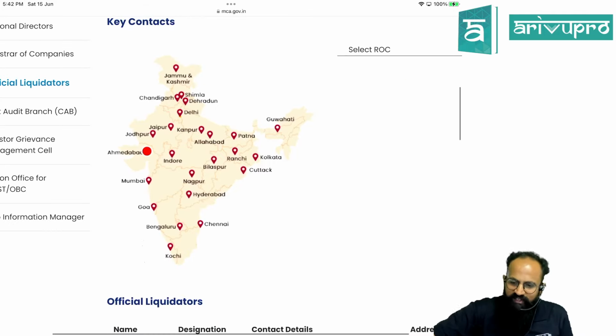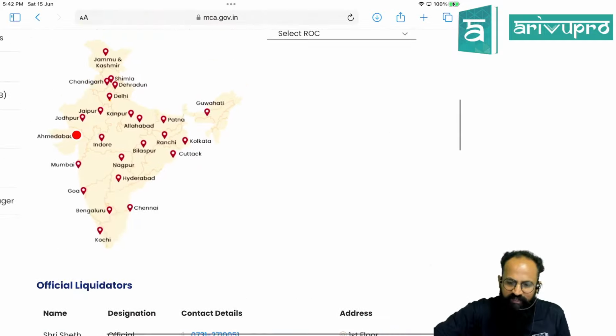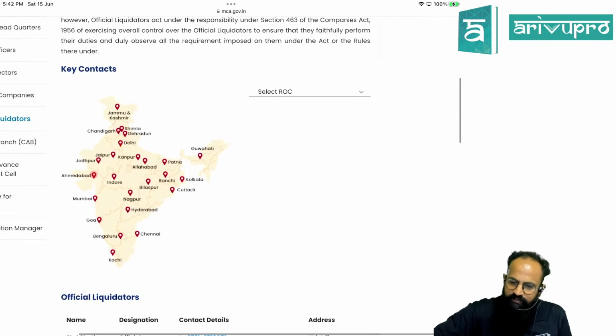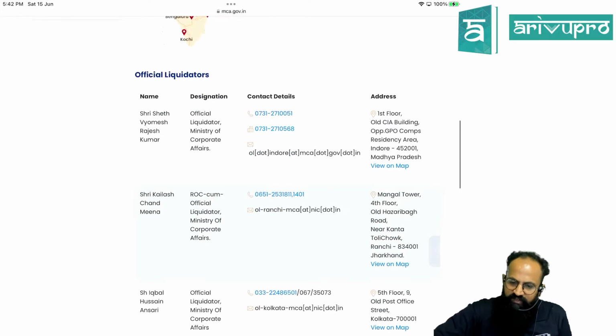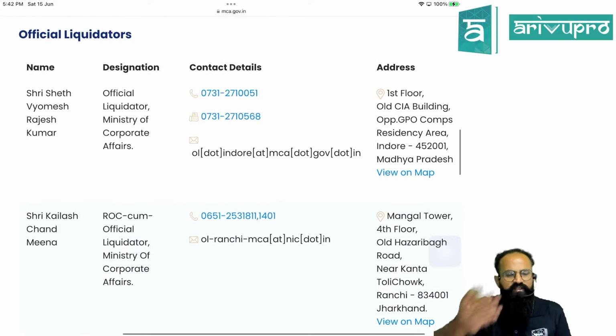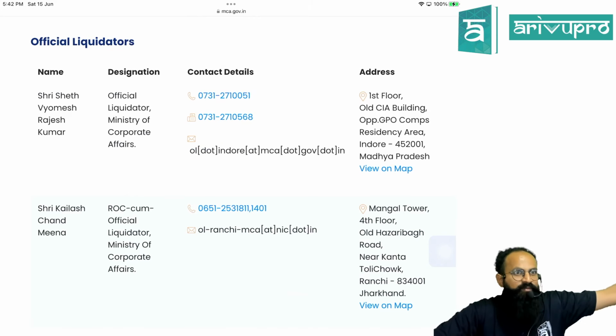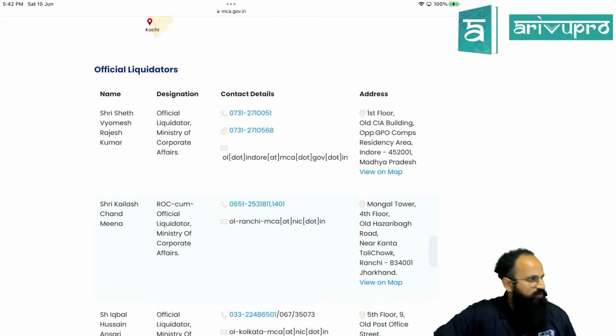Who are they, sir? Your jurisdiction will say who is the liquidator. For example, this page is not opening, but yes, you can see. Now this is how the liquidators will be. These are also the people who are governed under MCA only, official liquidators. Got it? Got a fair idea now?